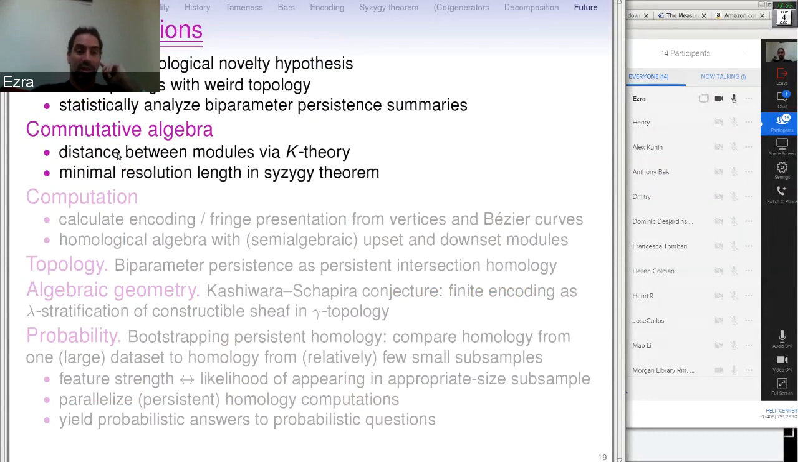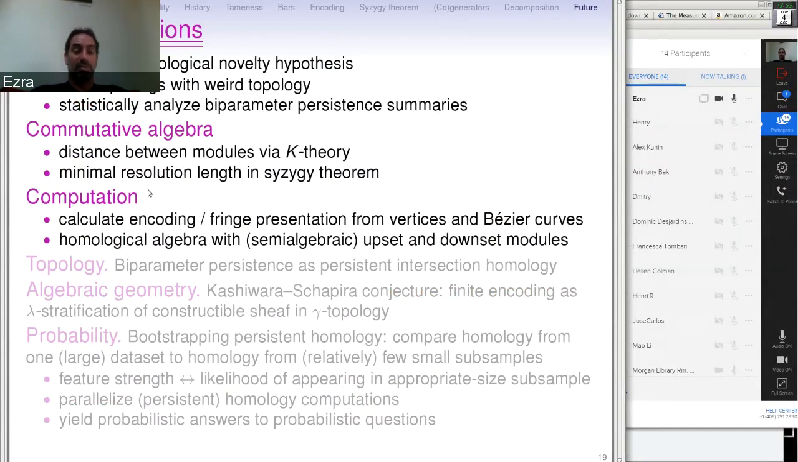There's also, just as a commutative algebra thing, the minimal resolution length in the Syzygy theorem. I don't actually know what that length is, whether N is a bound, for instance. If you're looking at R^n modules, I don't know that N is a bound. It should be, but I don't actually have a proof of that. Computation, we need to be able to compute with fringe presentations and these nice data structures that we have, these monomial matrices. So that means we probably have to do some sort of real algebraic geometry with the upsets and downsets at the same time as doing combinatorial commutative algebra and Grobner basis-like things to work with the monomial matrices.